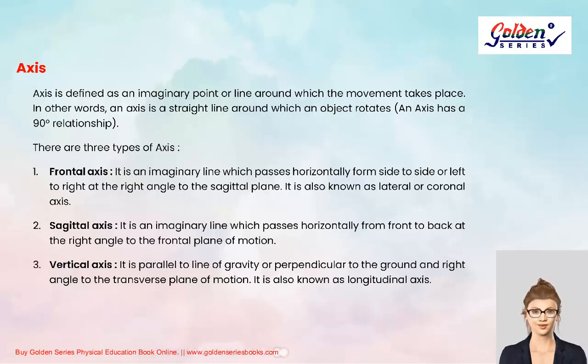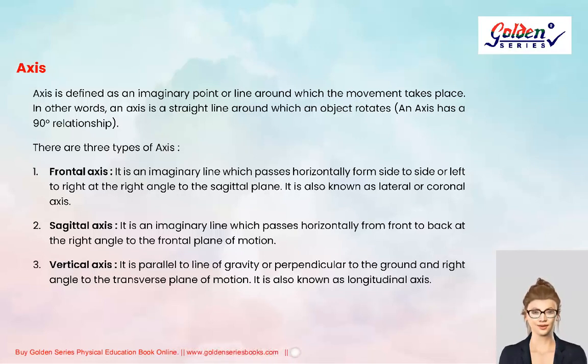1. Frontal axis. It is an imaginary line which passes horizontally from side to side or left to right at the right angle to the sagittal plane. It is also known as lateral or coronal axis.